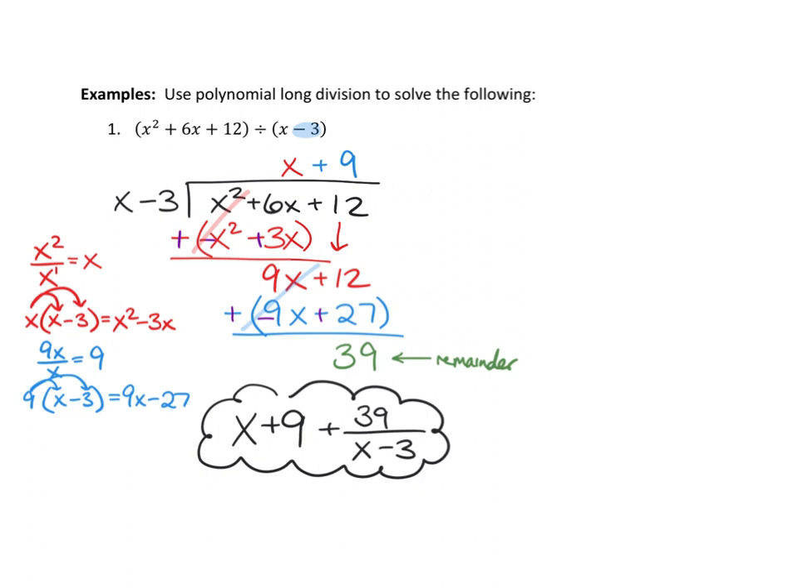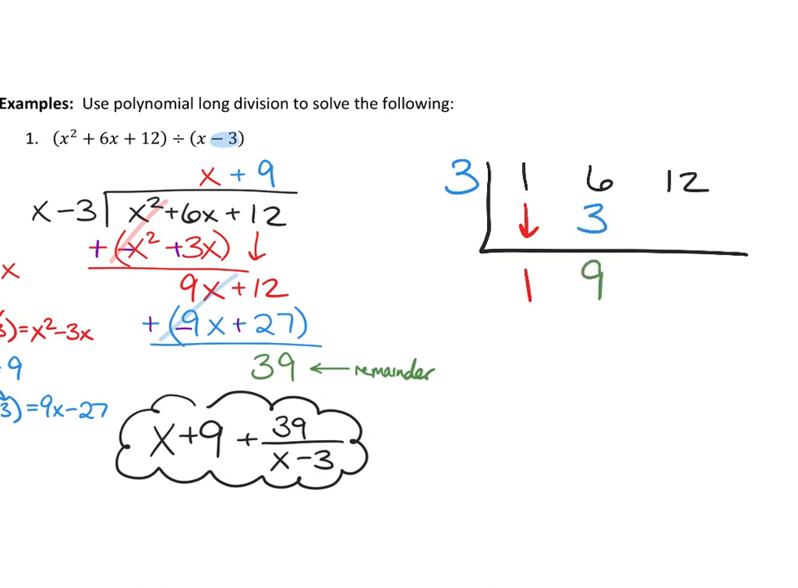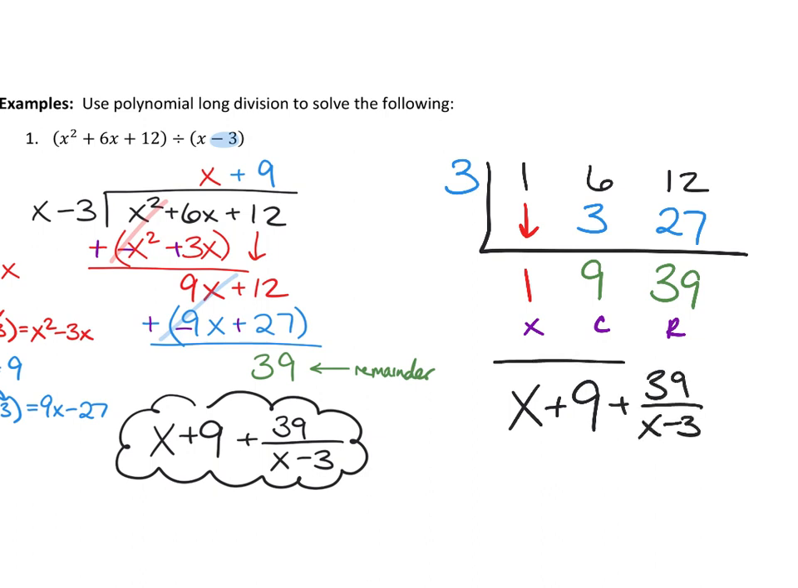The house number on this one would be 3. My coefficients would be 1, 6, and 12. And Big Mama tells me to bring down, multiply, add, multiply, add. So my answer, oops, I can add correctly, 39. My answer, making this the remainder, this the constant, this the x, would be x plus 9 plus 39 over the divisor. Isn't that exactly what we got last class?